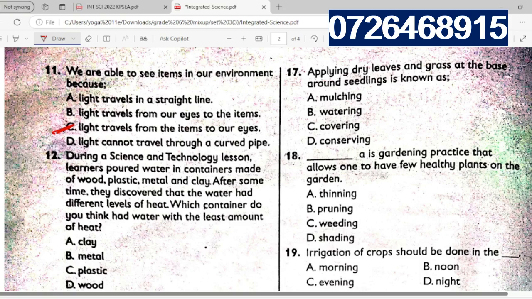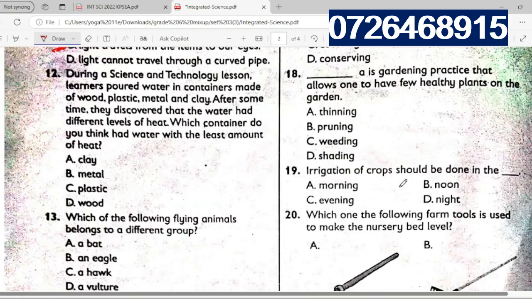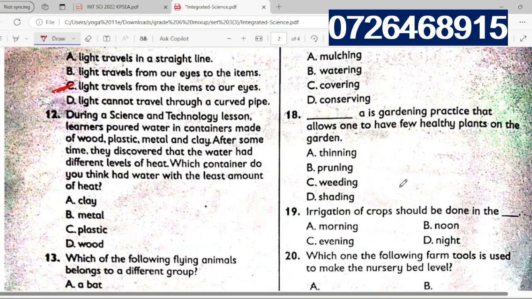During a science and technology lesson, learners poured water in containers made of wood, plastic, metal, and clay. After some time, they discovered that the water had different levels of heat. Which container do you think had water with the least amount of heat? Least amount of heat. Is it clay, metal, plastic, or wood?